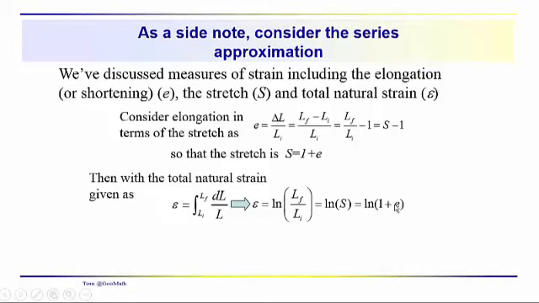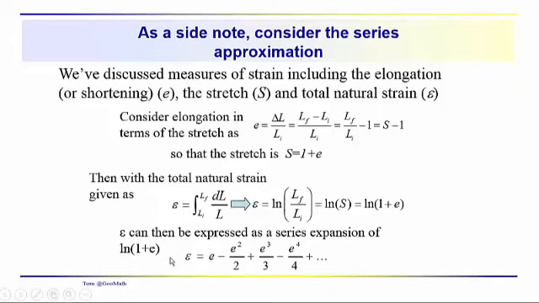Now when we have something like this where e is a number less than 1, we can express this as an infinite series, the log of 1 plus e. The total natural strain, epsilon, is equal to the natural log of 1 plus e. We could calculate that as the elongation, e, minus e squared over 2, plus e cubed over 3, minus e to the fourth over 4, and so on. Just an infinite series of terms.